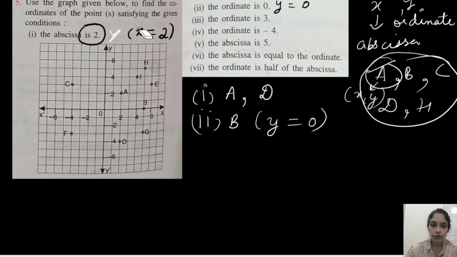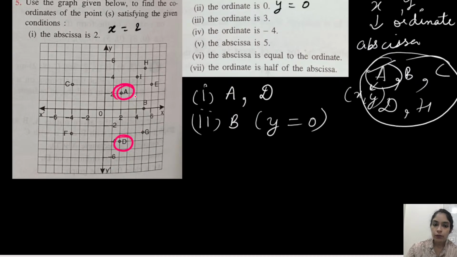Now if you see this graph, so value of x is equal to 2. If you see this graph, first of all locate. Abscissa means x. So here you have on x-axis, here point 2 is there. Just go up and down. So if you see here point A is there. With different color I'll just highlight. I hope this is visible. So just see this point and this point.